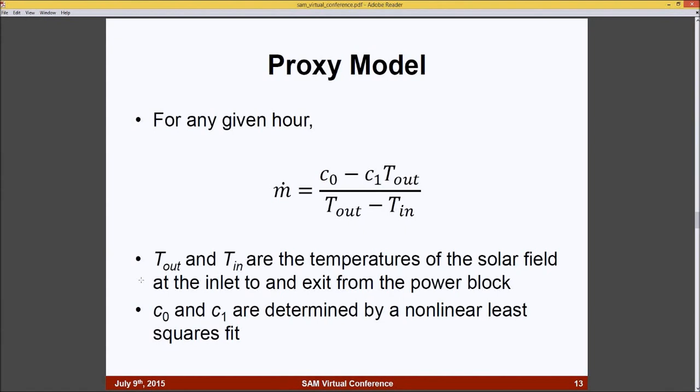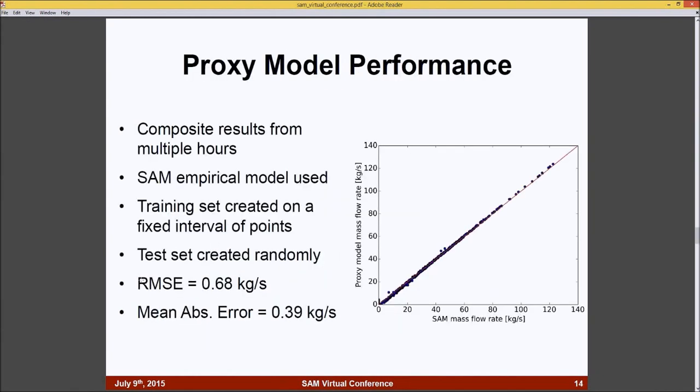The way that we're going to solve for these is by taking a set of sample points out of SAM. We're going to explore different outlet and inlet temperatures at the same design, run SAM across all 8760 hours of the year, and then for specific hours, do a nonlinear least squares fit, and then test it on a variety of points. So here's our proxy model performance. These are composite results for multiple hours. This is a day in August. The day does have some cloud cover moving across it, so we made sure we could cover that. This is using SAM's empirical model, not the physical model. I'll talk about that in a second.